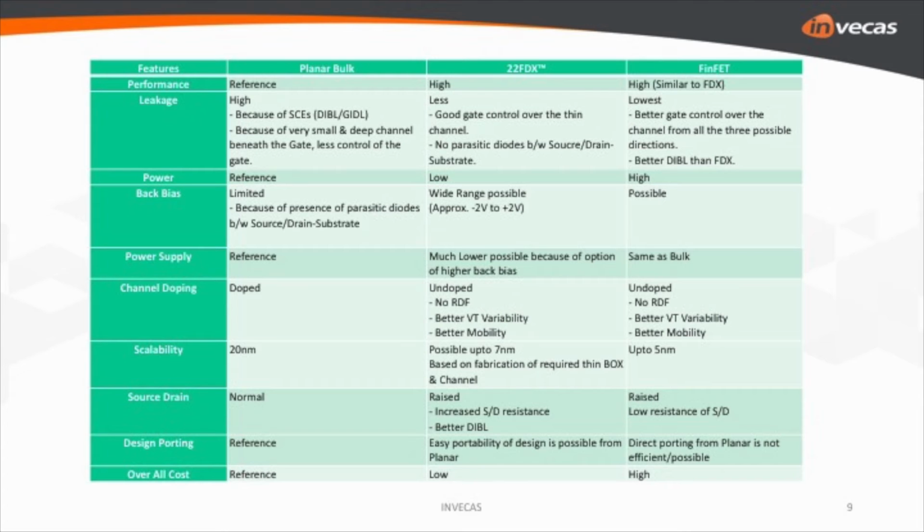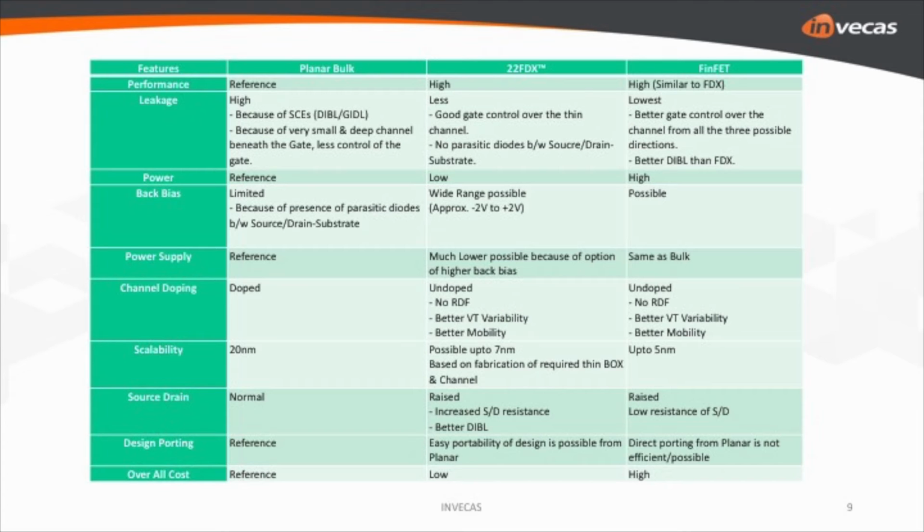When it comes to channel doping, planar bulk, if you consider it as a reference, is doped, whereas 22FDX is undoped, which is very similar to the FinFET process. Scalability: in planar bulk it is 20 nanometer, in 22FDX it is very much possible up to 7 nanometer based on the fabrication of the required thin box and channel, whereas FinFETs can be scaled further down to 5 nanometer.